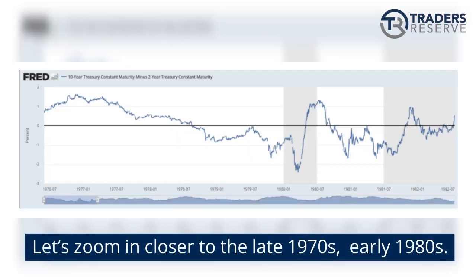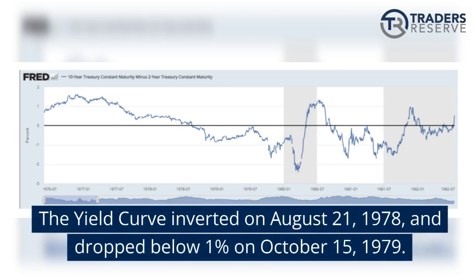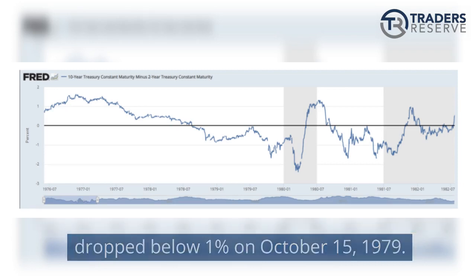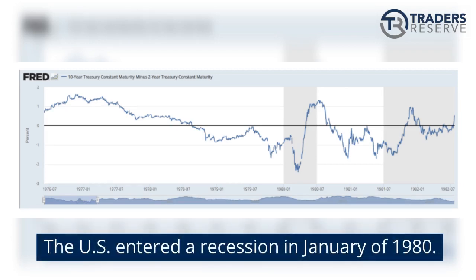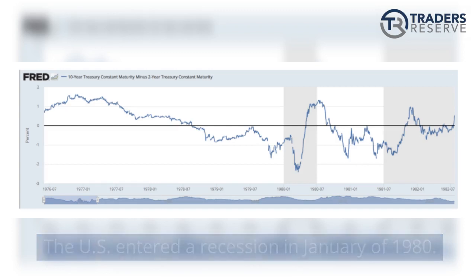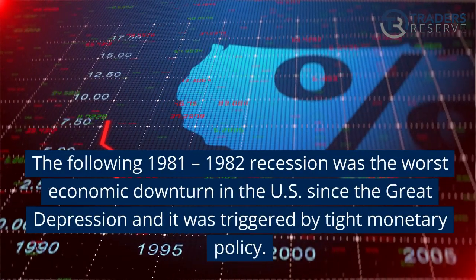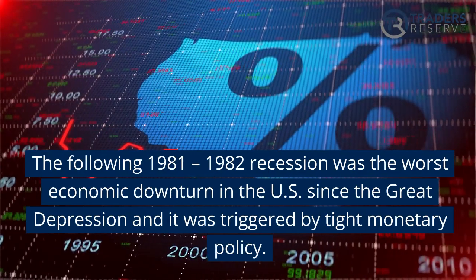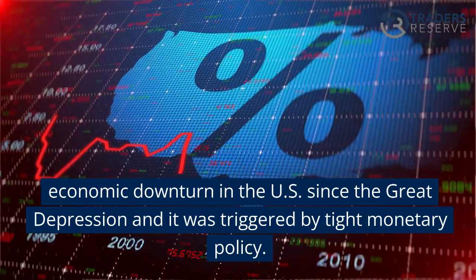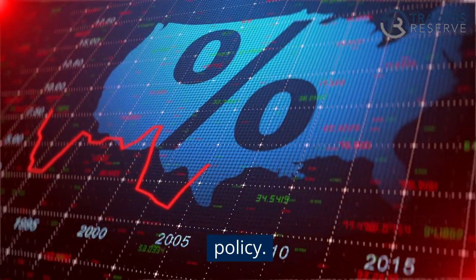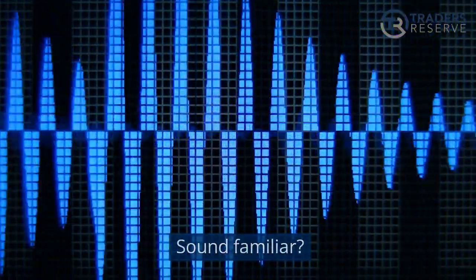Let's zoom in closer to the late 1970s, early 1980s. The yield curve inverted on August 21, 1978, and dropped below 1% on October 15, 1979. The US entered a recession in January of 1980. The following 1981-1982 recession was the worst economic downturn in the US since the Great Depression, and it was triggered by tight monetary policy. Sound familiar?